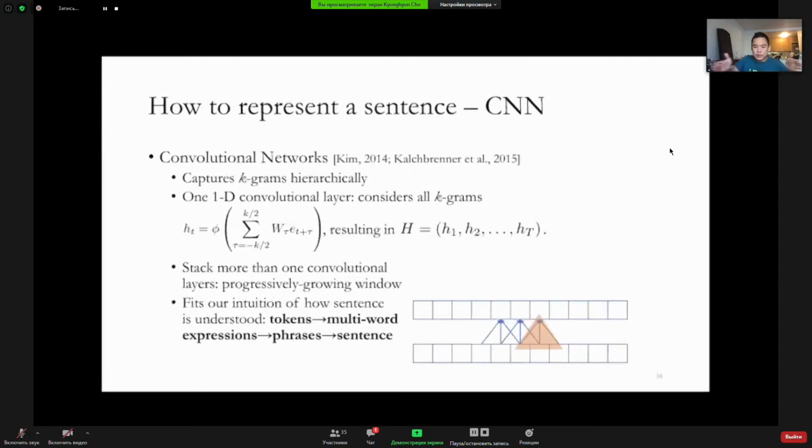That is, we start from the sequence of tokens, and then we capture those multi-word expressions such as New York. Then we combine them to understand those phrases, and those phrases all combine with each other in order to form a sentence that we're trying to extract the meaning of. Of course, we are not going to follow these strict definitions of tokens, multi-word expressions, phrases, and sentences. However, this convolutional network can capture such relationships implicitly when stacked on top of each other.